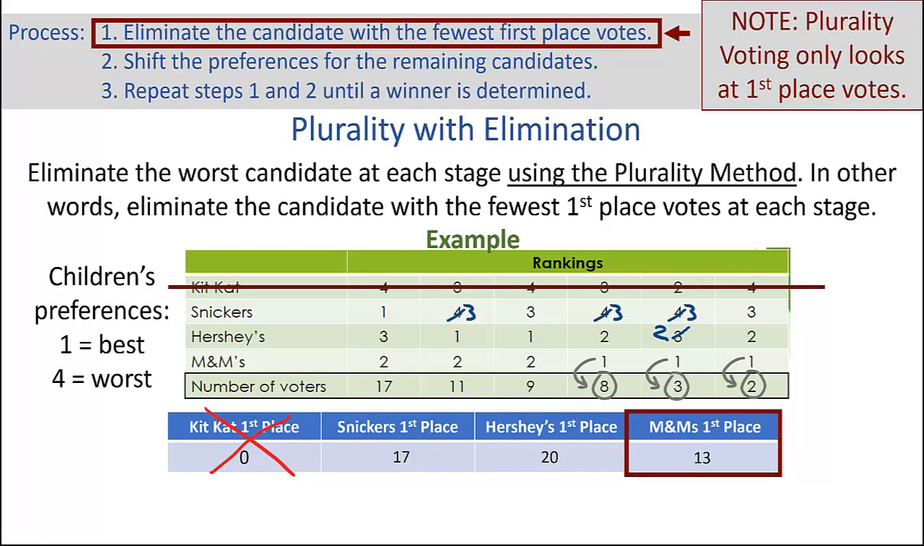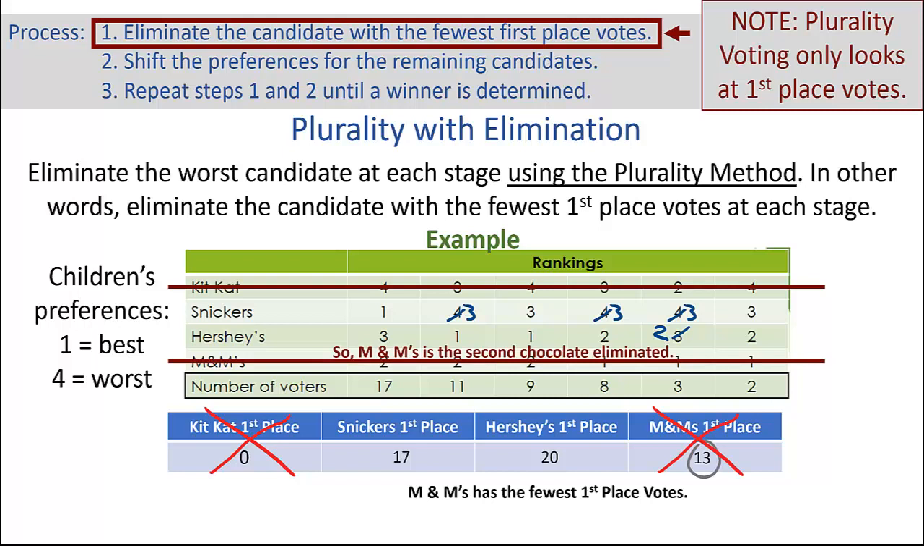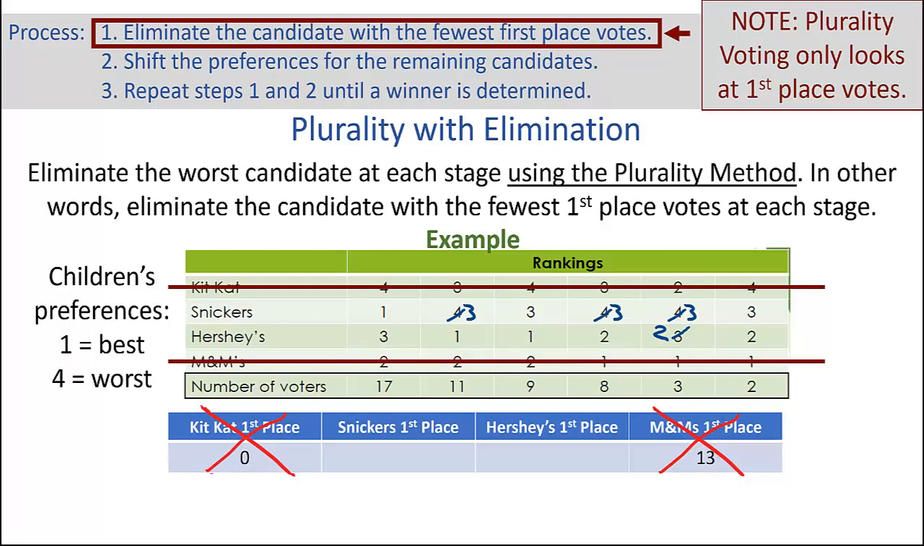So in the plurality with elimination method, the least votes goes out. That would be M&Ms with 13. So in the second stage of this process, M&Ms gets eliminated. So now we're down to Snickers and Hershey's. So you move to step 2, which is to shift your preferences for the remaining candidates. In other words, there are only 2 things left, Snickers and Hershey's, so your numbers should all be 1 and 2. So if you're looking back through, there aren't any 3s anymore because all you're left with are Snickers and Hershey's. So 1 stays 1, but anything that's not a 1 is going to be a 2.